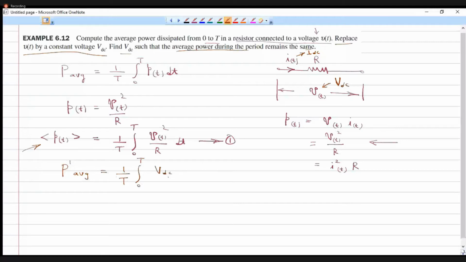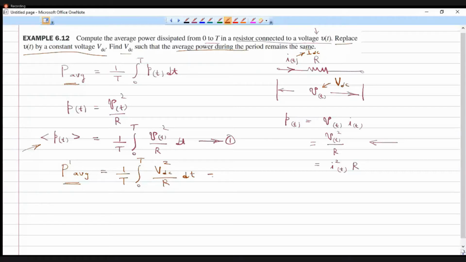The equation is not going to change because power is V square divided by R itself, right? Understood. I have replaced this V of t with the VDC. That's the only change that is happening. So P dash average is the new power. But in the question, it is told that P dash average is equal to P average. Now I have to equate these two equations to find the new voltage VDC, such that the power is going to remain the same.